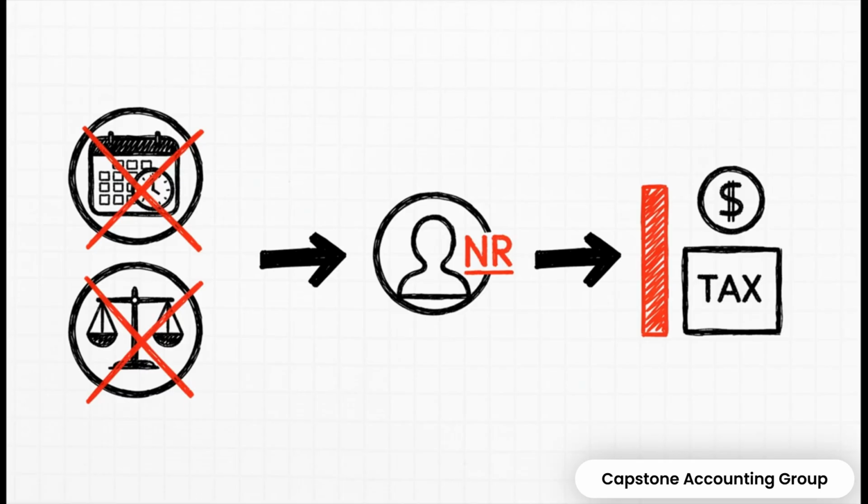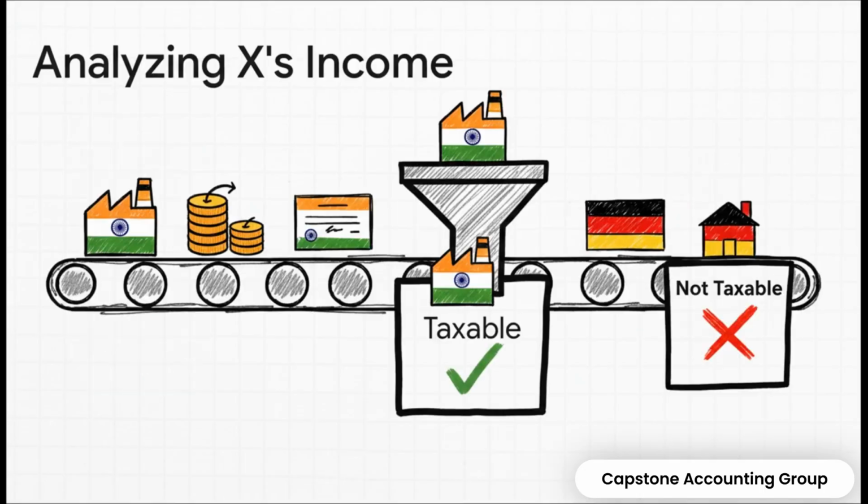for tax purposes. And what do we know from our matrix about non-residents? They only have to pay tax on their Indian income. Awesome. Now that we know he's an NR, we can just go down his list of earnings and sort them out. Business income in India? Yep, that's Indian, it's taxable. Interest from an Indian company? That's deemed income, also taxable.